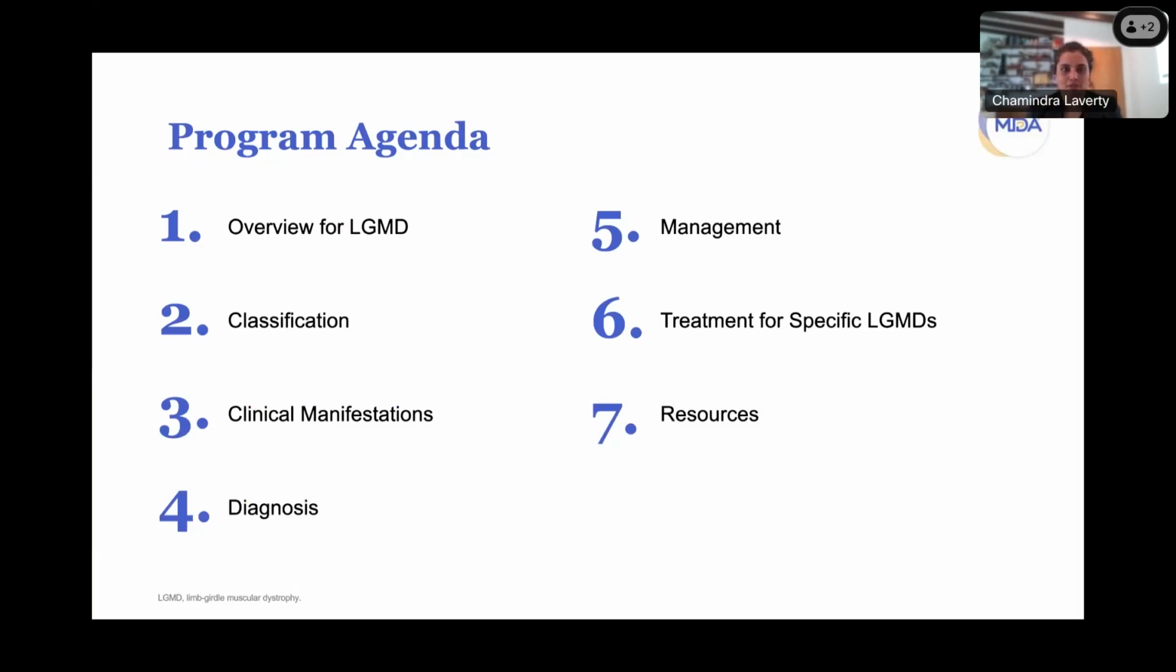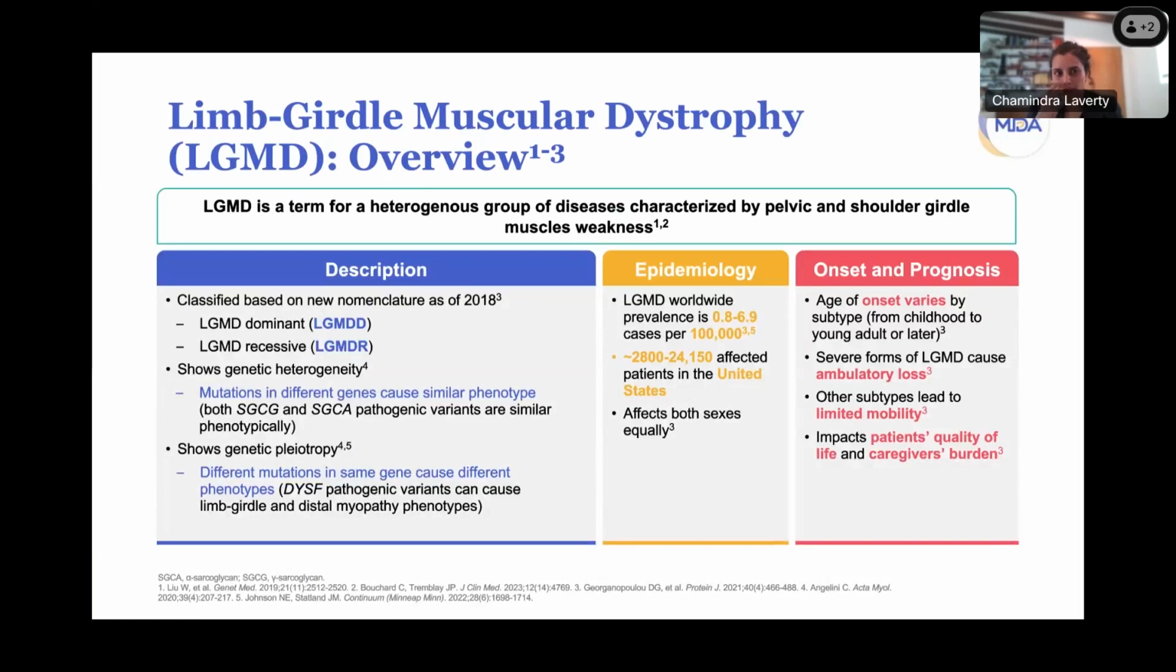for limb-girdle muscular dystrophy. So limb-girdle muscular dystrophy, LGMD, is a very heterogeneous group of diseases that is fundamentally characterized by weakness in the shoulder and pelvic girdle. Patients were previously classified into dominant limb-girdle muscular dystrophy and recessive limb-girdle muscular dystrophy, and the dominants were known as LGMD1s and recessives were LGMD2s. Moving forward, as of 2018, the new nomenclature is to call it LGMD dominant, so LGMD-D, or LGMD recessive, LGMD-R.